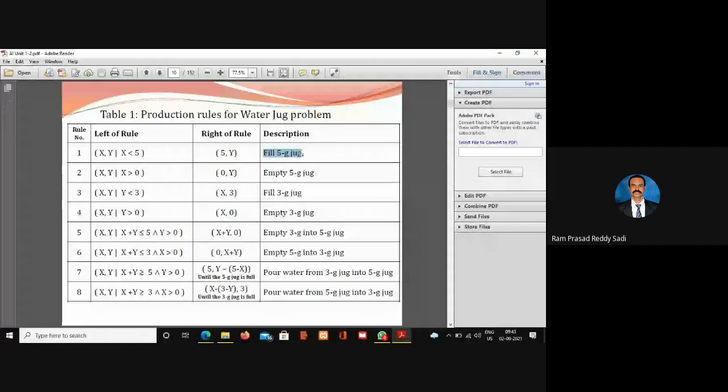Now, let's look at the second rule. When the first jug has some water, greater than 0 means it has at least 1 gallon of water. So if it has 1 gallon of water, I'm making it 0.